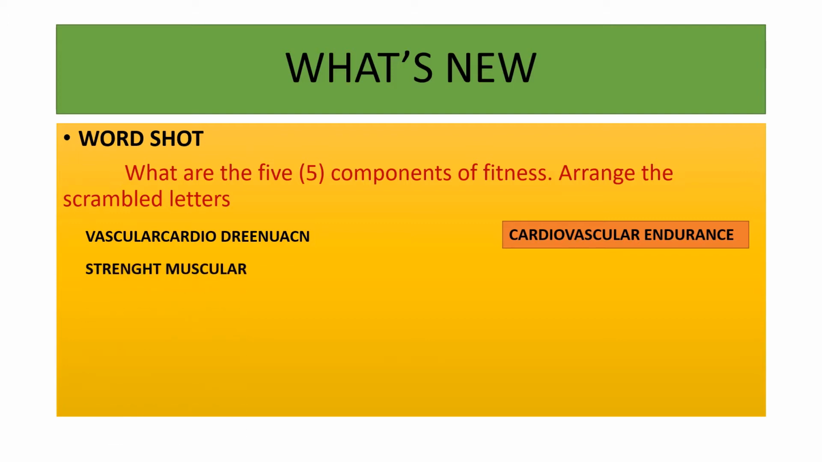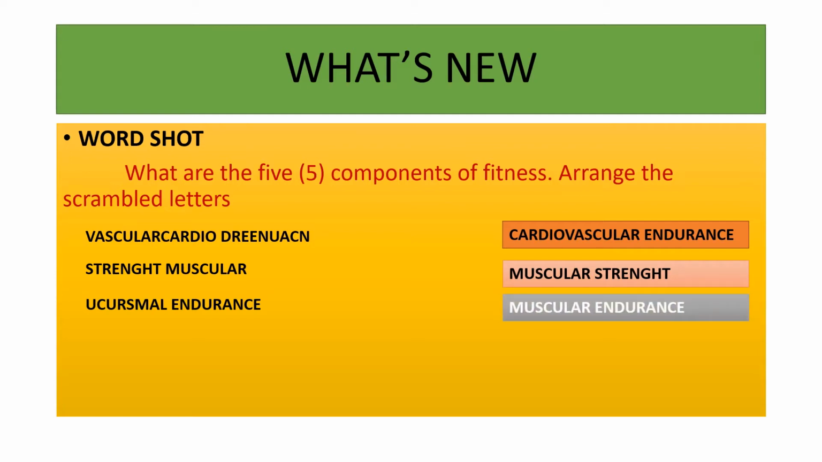So the second one, yes, that is correct. Muscular strength. Speaking of muscular, we're speaking about our muscles. The third one, yes, that is correct. It is muscular endurance. Muscular endurance is the ability of an organism to exert itself and remain active for a long period of time. It is usually used in aerobic or anaerobic exercise.